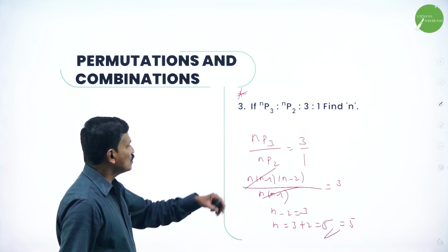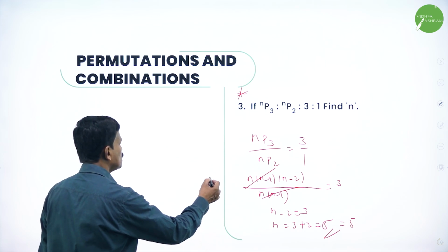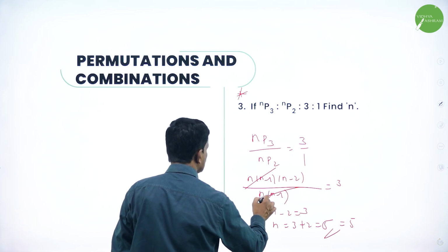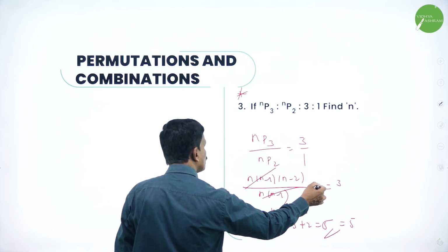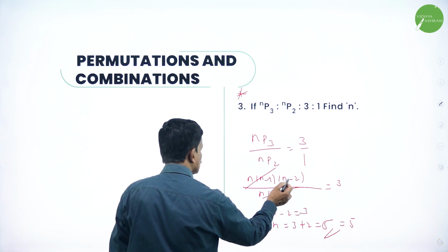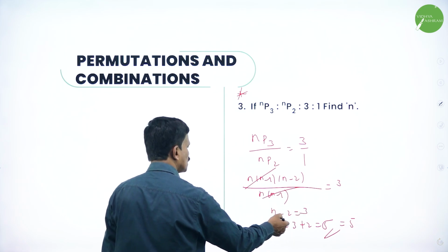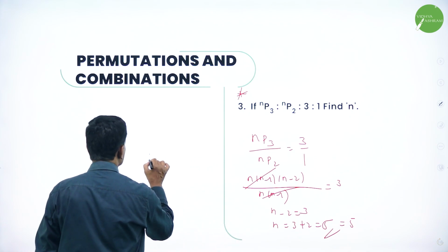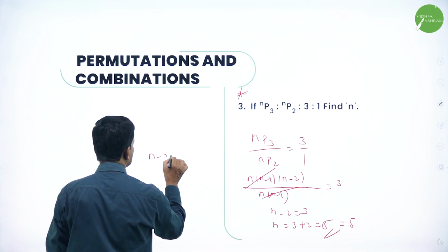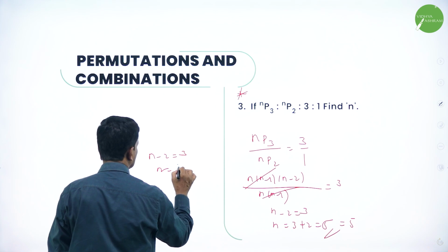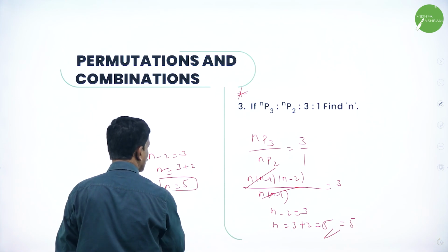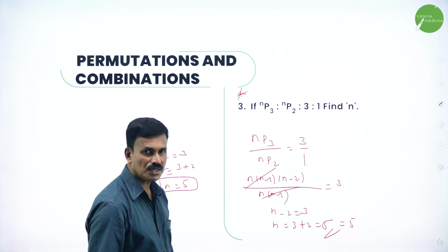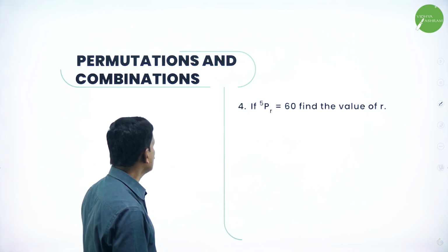nP3 by nP2 is equal to 3 by 1. So nP3 is n into n minus 1 into n minus 2 divided by nP2, which is n into n minus 1, is equal to 3 by 1, that is 3. That is, n into n minus 1 gets cancelled, n minus 2 is equal to 3. Therefore, n minus 2 is equal to 3 means n is equal to 3 plus 2, that is n is equal to 5. The required answer is n is equal to 5. That's it. Okay. Now move on to the next problem.